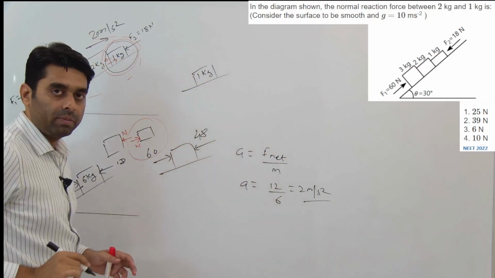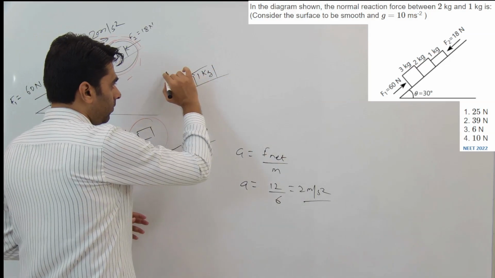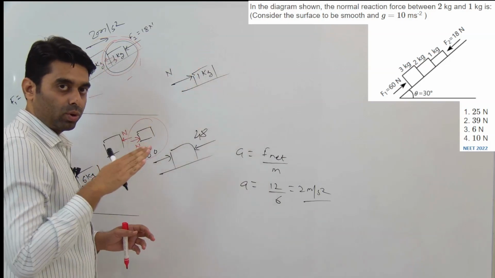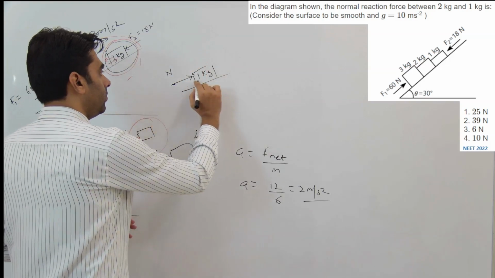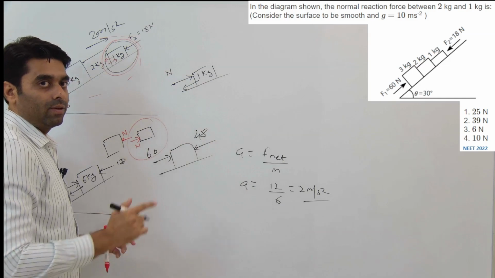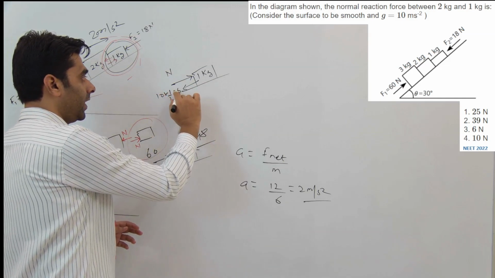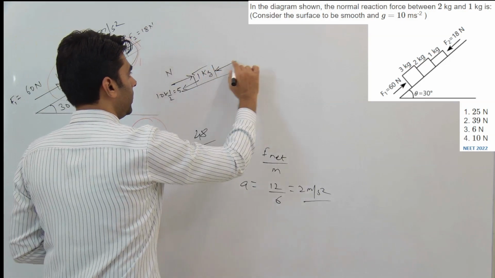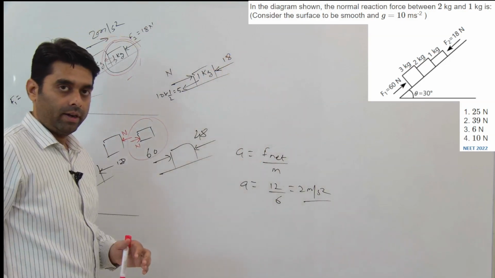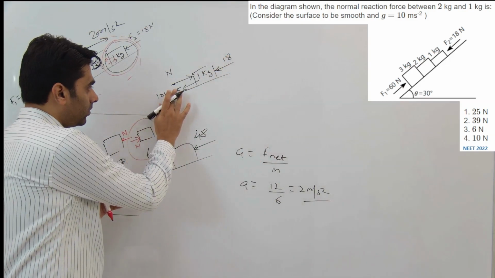What all forces will be acting on it? Obviously, normal from the 2 kg will be on the upside because normal is always pushing. And then you will have 1g sine 30, that will be your 10 into 1 by 2. This is your 5. And 18 is acting downside, right? Down the incline. Let's write it down. So this is your 5.